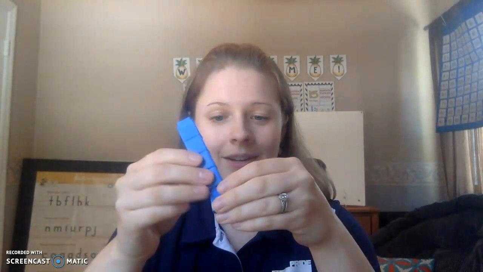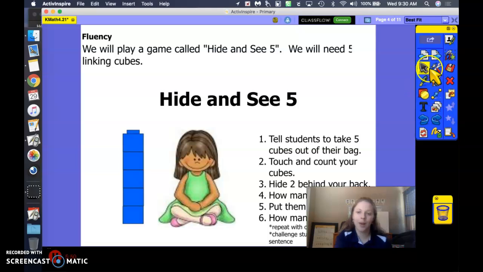Oh, same but different. So we're doing it in the reverse. Now I'm showing you 1, which means I'm hiding 4. Good. 1 plus 4 equals 5. Or 5 take away 4 equals 1. Great job, friends. Continue playing that game at home and see if you can trick your family members how many you hid behind your back.